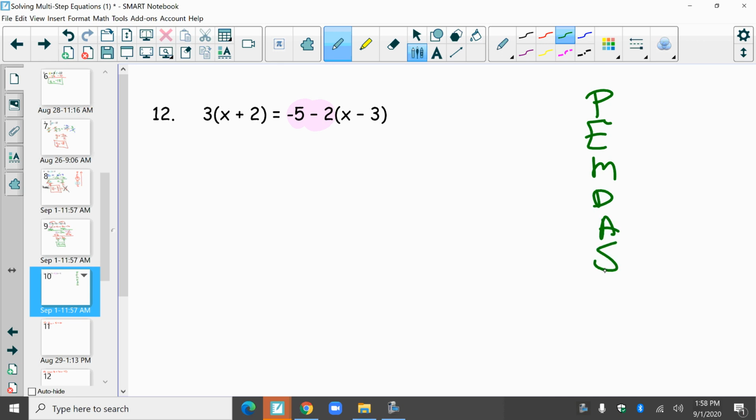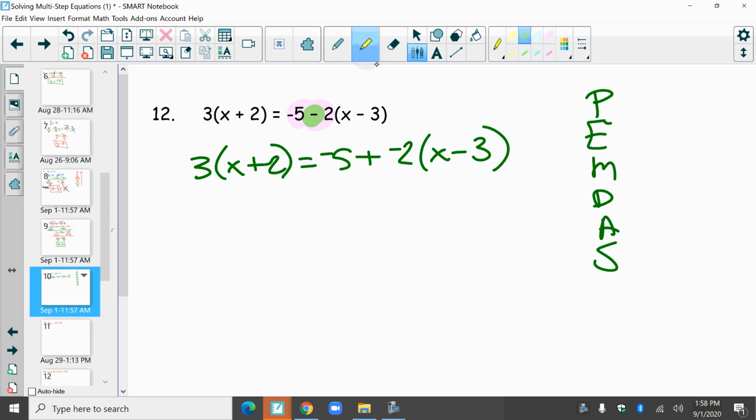And many of you are going to say, but Mrs. Yoder, I want to do equations, so that means I have to do subtraction first. But you have to get rid of parentheses before you can do anything. So the very first thing we're going to do is change this subtraction to addition, so that we do not make a huge fatal error. So I'm going to go ahead and recopy this problem. So 3 parentheses, x plus 2 is equal to negative 5 plus a negative 2 parentheses x minus 3.